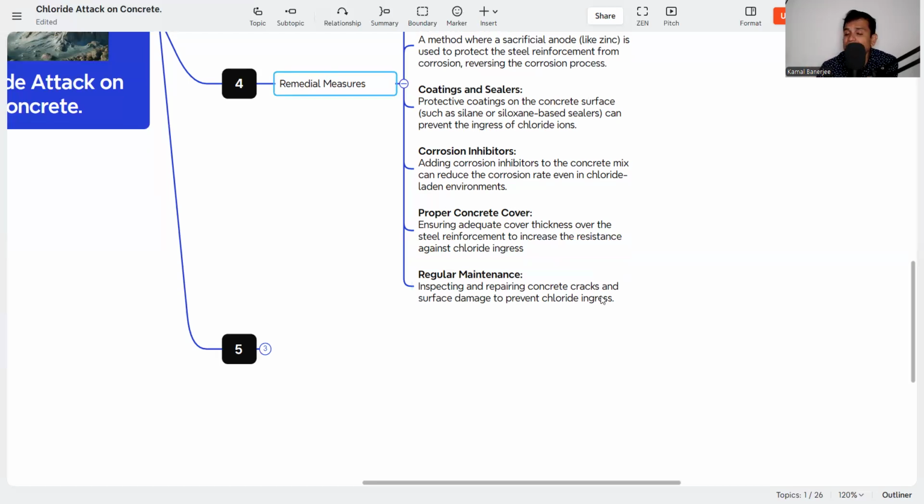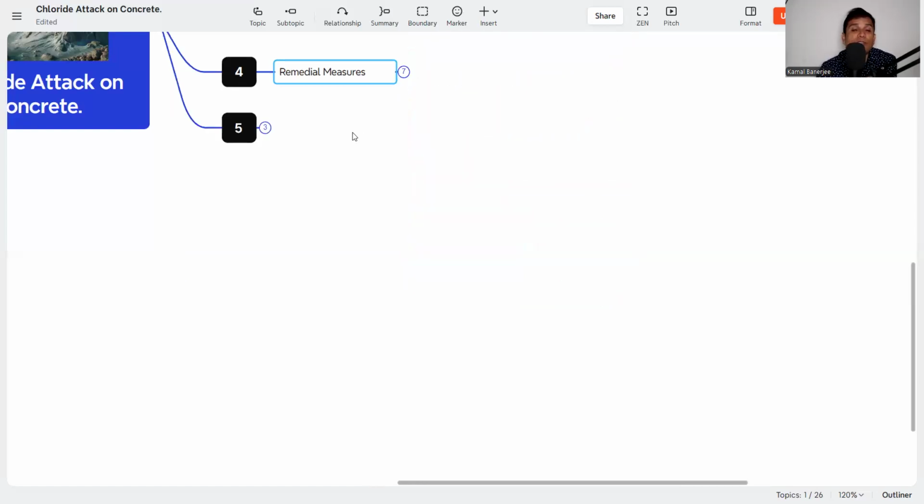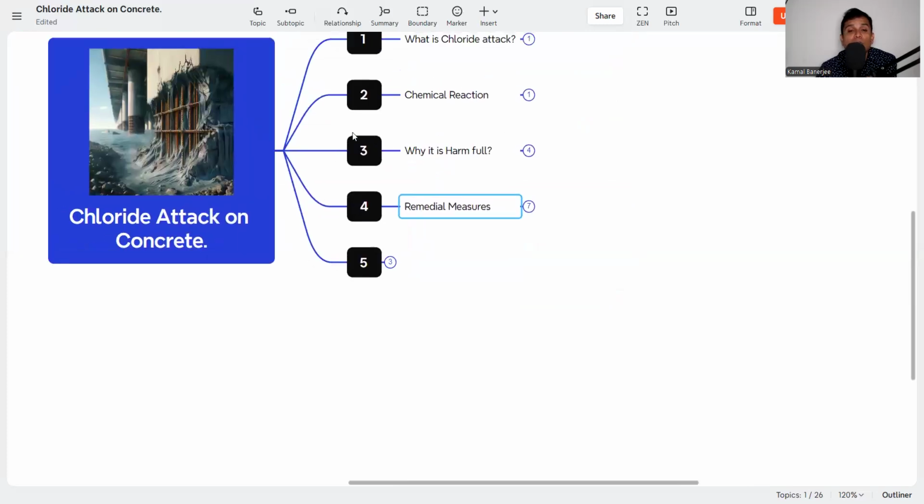Then regular maintenance. It is very important. After doing the concrete, we all forget and think, okay, concrete lasts 100 years, but no. You need to do periodic maintenance. You need to check if there is any crack or any spalling. If you find any problem on the surface, you have to rectify it immediately. That is the point of regular maintenance as a remedial measure. So these are the remedial measures we can take to protect our concrete from chloride attack.